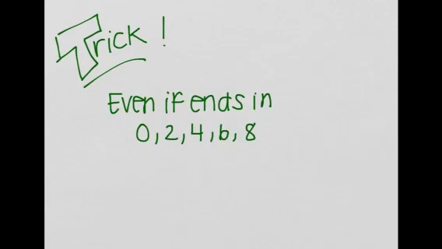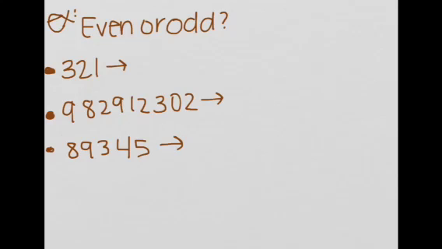Now there's a little trick, and that trick is to remember that a number is even if it ends in 0, 2, 4, 6, or 8. Okay, so it needs to end in one of these. So let's try a couple examples, whether it's even or odd. So let's look at 321, okay? 321, what's the last digit? It's 1. 1 is not 0, 2, 4, 6, or 8, so this one is odd.